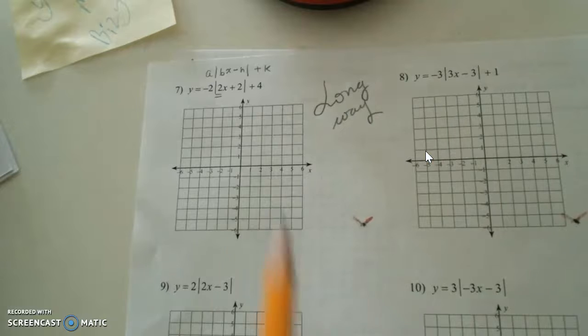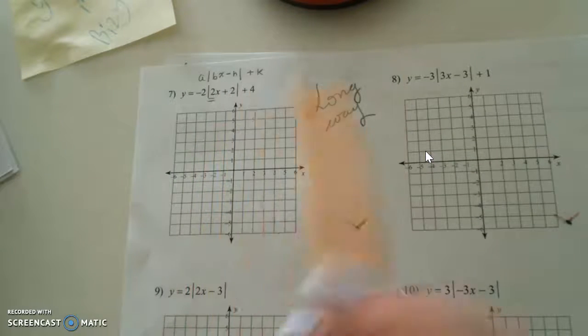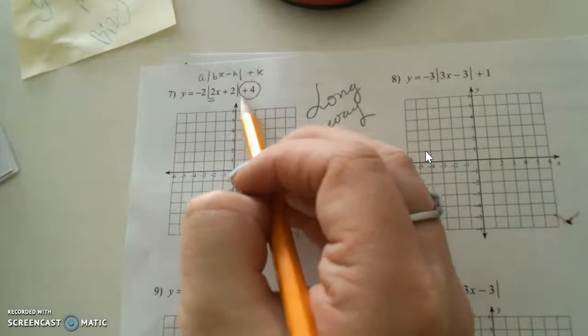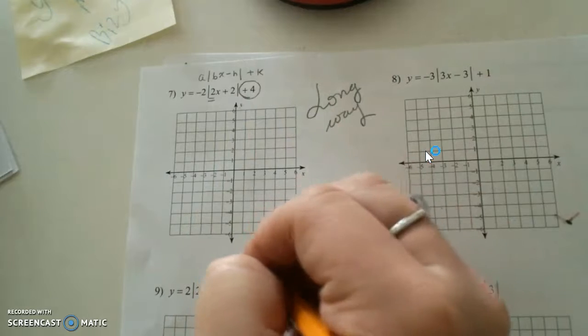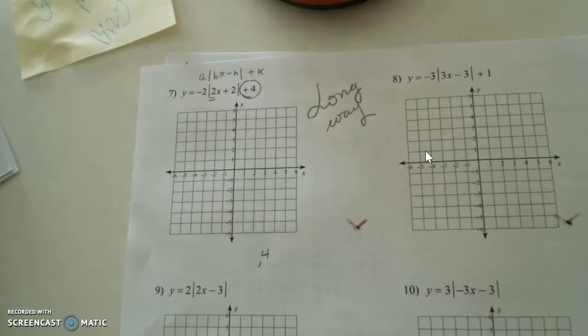Okay, so on this first one, we know based on our k that the y value of our vertex is going to be 4. Okay, that part doesn't change. That's going to shift our graph up 4. If it was negative, it would shift our graph down 4.